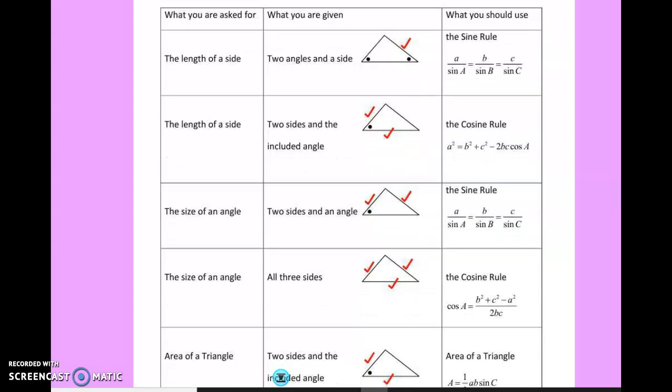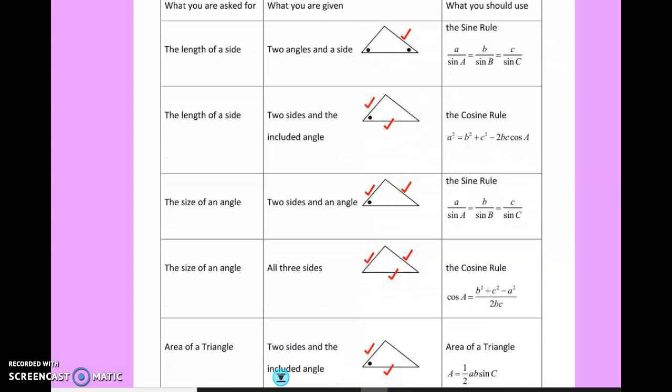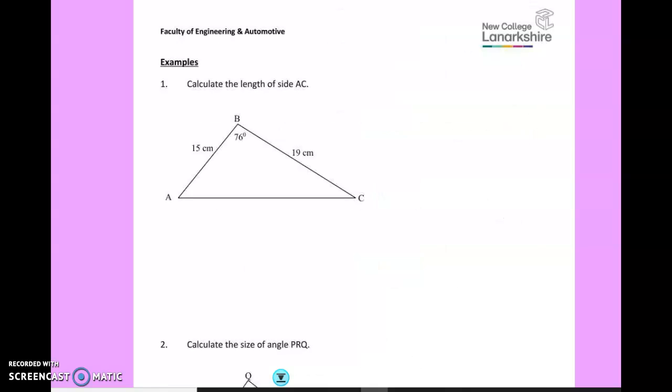We'll scroll this down and get this full table hopefully on the screen there. So if you're asked to find the length of a side, if you've got one side, two angles, you're going to use the sine rule. If you've got two sides and the included angle, you're going to use the cosine rule. For size of an angle, to use the sine rule, you need two sides. To use the cosine rule, you need all three sides. And if you're asked to find the area of the triangle, you need the two sides and the included angle. Okay, try a couple of examples then.